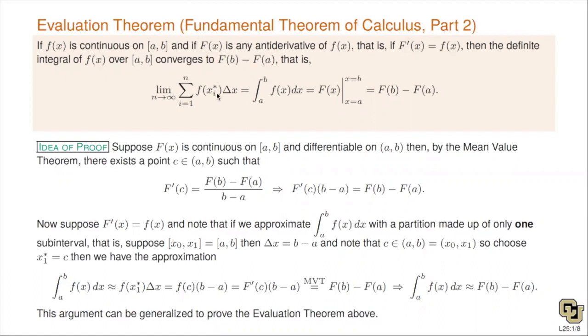The connection is right here. When we make our partition into the n subintervals, for each subinterval, apply the mean value theorem. It'll give you a number c. Use that number c as your x sub i star. We apply the mean value theorem for each one of the n subintervals. Here I just had one subinterval, but if I had two, I'd apply the mean value theorem separately to both subintervals. So in this way, we can use the mean value theorem to find the shortcut formula for calculating definite integrals, instead of doing this limit of Riemann sums.